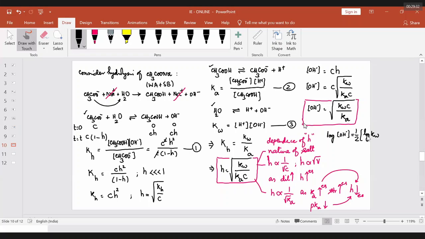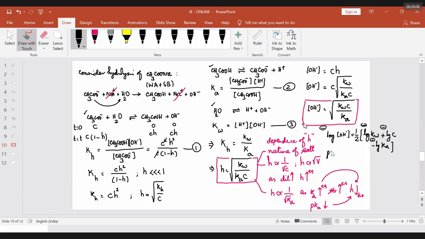Yes, very good. Log of Kw plus log of C minus log of Ka. Okay, sir. Log of OH minus ion is equal to root half log of Kw plus log C divided by minus log K. I don't want logs, I want pH. Multiply throughout by a minus sign, then it becomes minus log of OH.